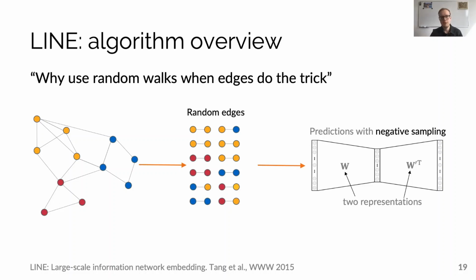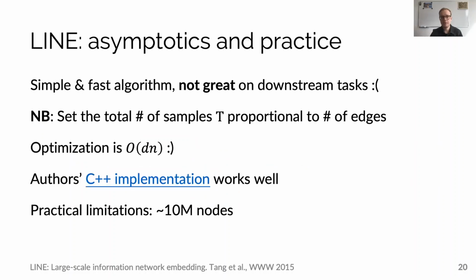Here, random edges from the graph are fed to the same neural network, but now it's optimized not with the hierarchical softmax of DeepWalk that gives rise to the log n update time, which is a bit slow. Now they use negative sampling with like 5 samples per node, which means that we have linear time complexity for each update. The algorithm is very simple and fast. It's not amazing on downstream tasks, but it is quite good if you have huge graphs.